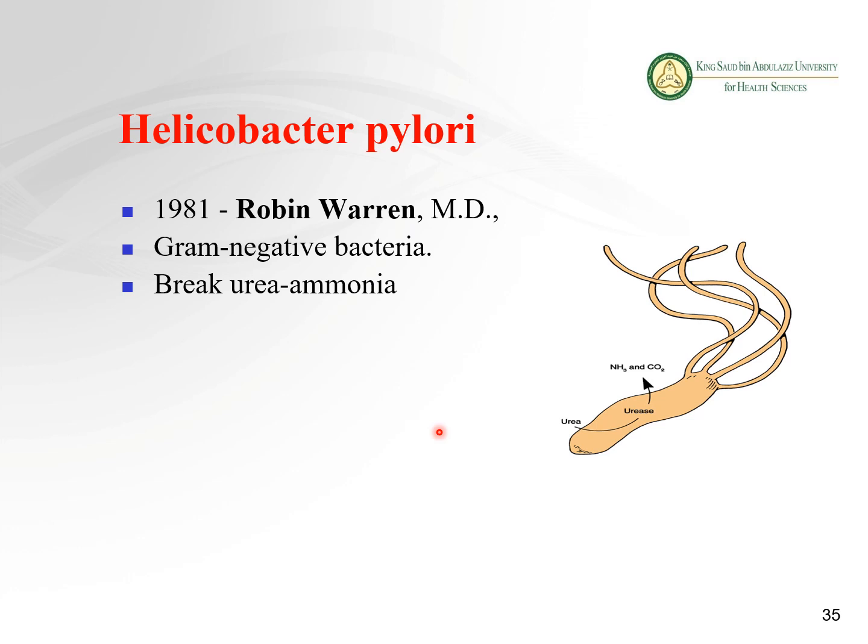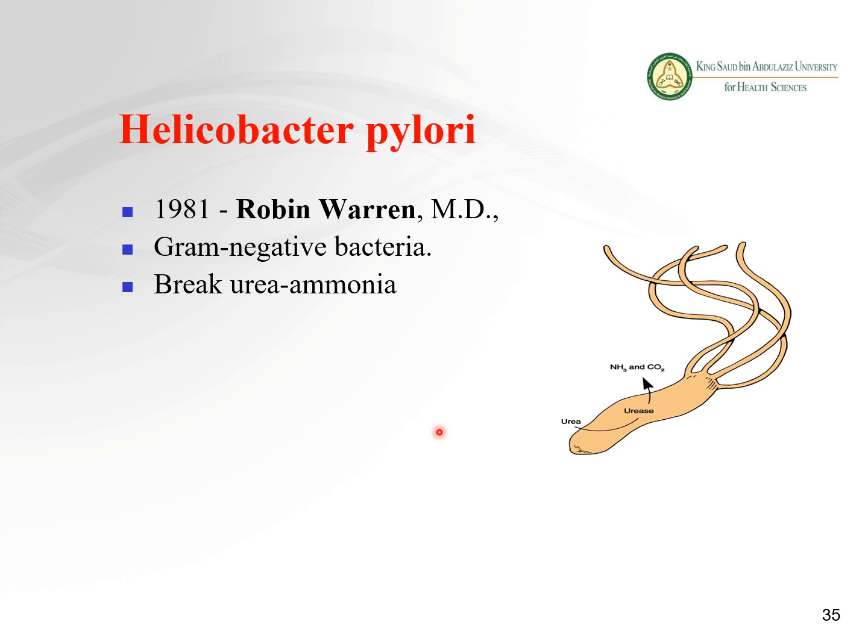Okay, now if the cause of the ulcer is H. pylori, then we can use antibiotic drugs, which can eradicate this H. pylori as well. H. pylori was discovered by Robin Warren in 1981. It's a gram-negative bacteria, and it breaks the urea into ammonia. That is its main indication.